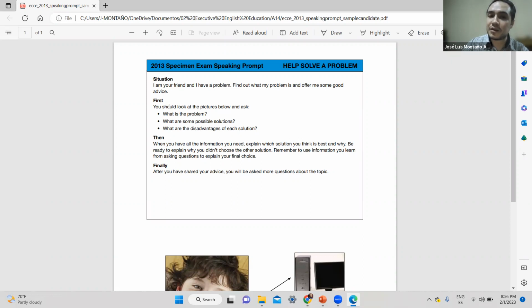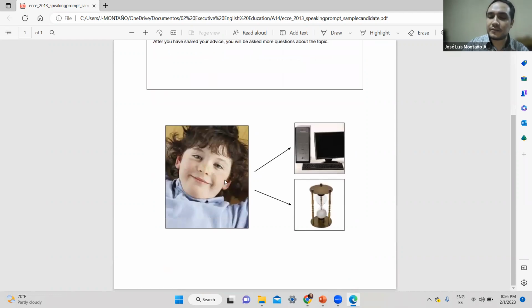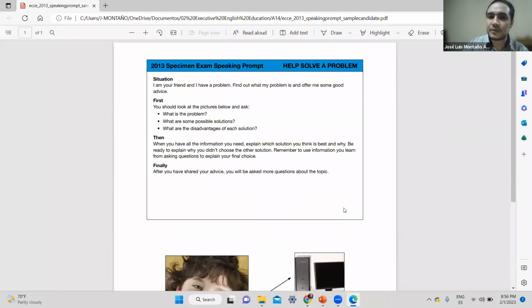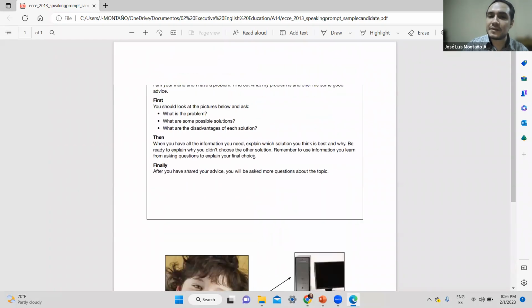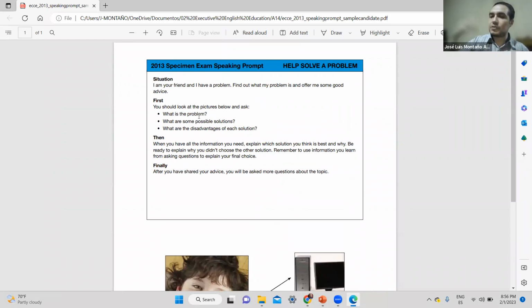For example, it says, right, you should look at the pictures below and ask. So here you have, right, a child, a kid. Here you have a computer, and here you have something that represents time. Okay, so if you have that in mind, then you go here and you should have an interaction with me. But again, in order to record this, you are not going to have the interaction with me. You are going to record those questions, but in a different way.